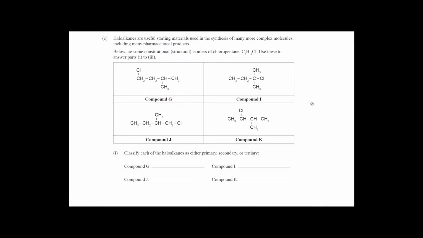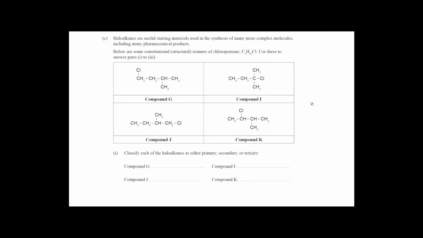Next question, we're told that haloalkanes are useful starting materials used in the synthesis of more complex molecules, including many pharmaceutical products. True. Below are some constitutional structural isomers of chloropentane, C5H11Cl. Use these to answer parts 1, 2, 3. So the first one is classify each of these haloalkanes by either primary, secondary, or tertiary.